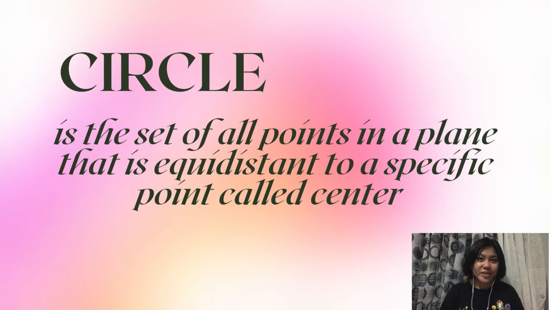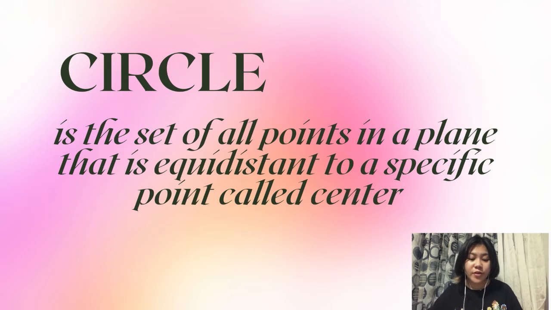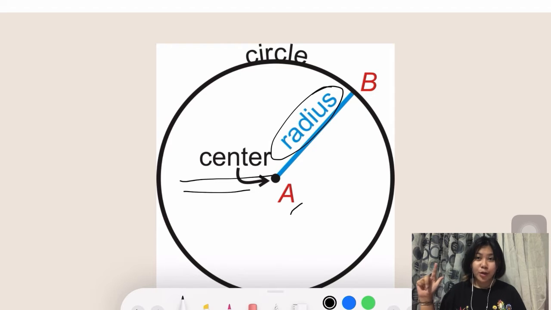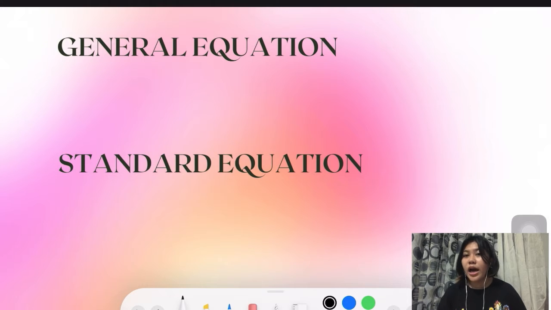For our first conic section, we have here a circle, which is the set of all points in a plane that is equidistant to a specific point called the center. Talking about the circle, it has its parts, called the center and the radius, which have point A and point B. Computing a circle, we need to identify its general and standard equation.